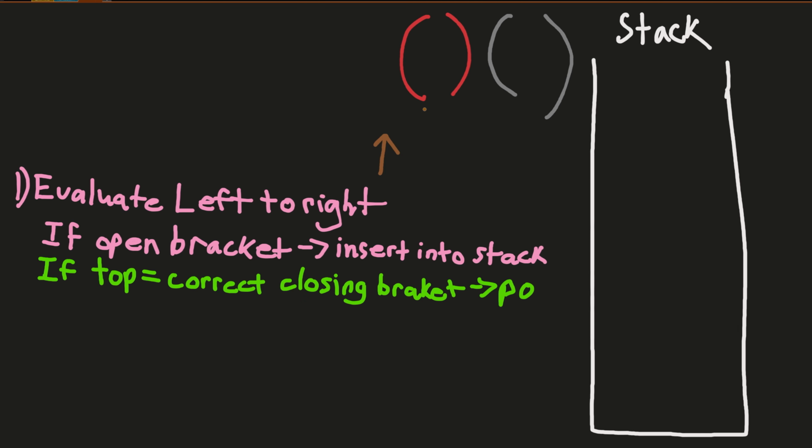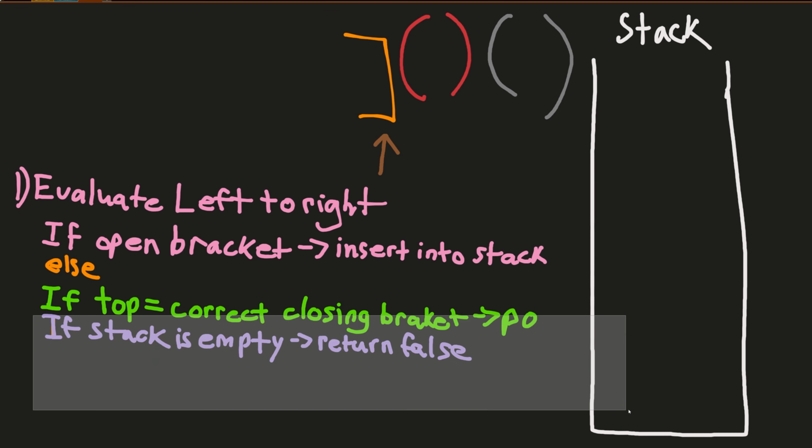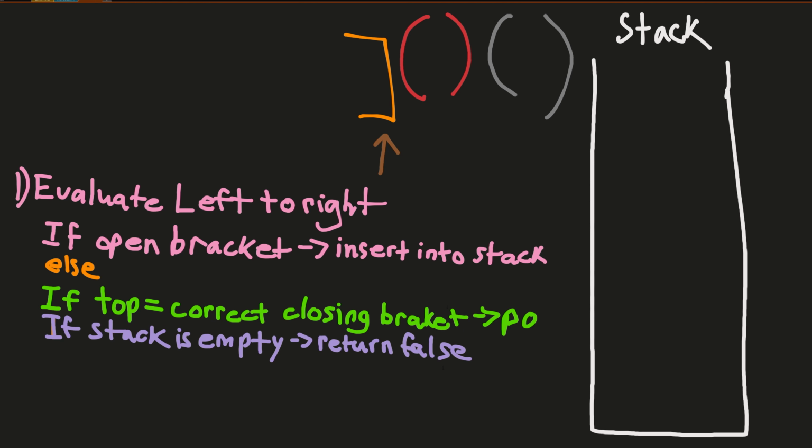Now, before we move on, what if we were to encounter another closing bracket like this? Well, we would see that there's nothing in the stack. That means we have a closing bracket with no corresponding opening bracket. In that case, the expression cannot be valid, and we need to return false. But in any other case, we just keep going.